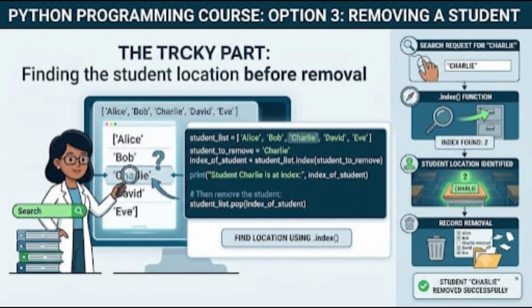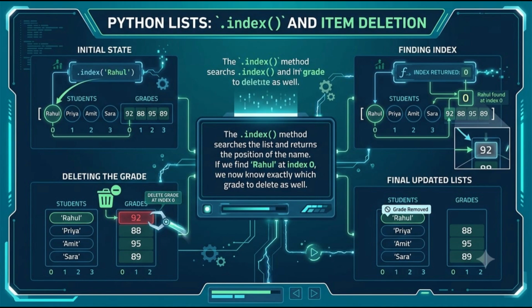Option 3, removing a student. This is tricky. We need to find where the student is located before we can remove them. We'll use the .index method. The .index method searches the list and returns the position of the name. If we find Rahul at index 0, we now know exactly which grade to delete as well.